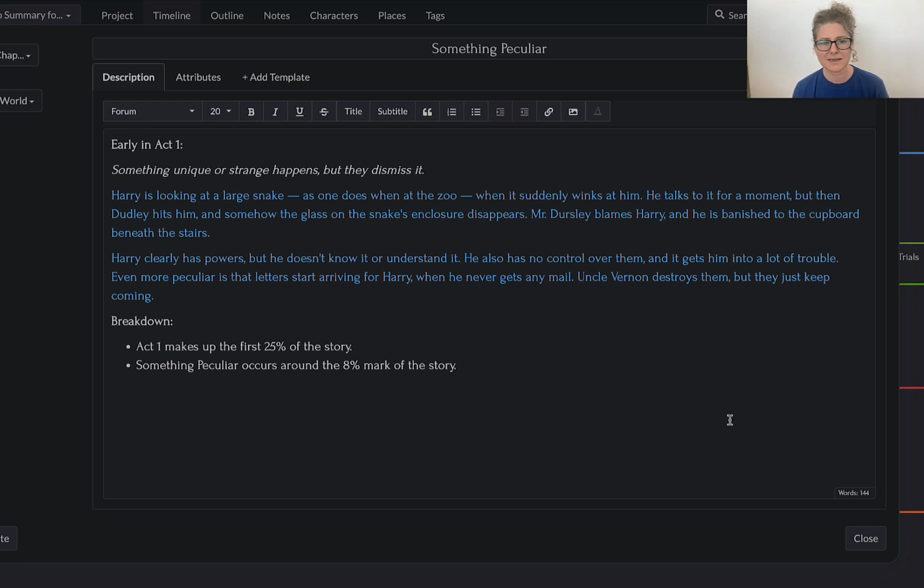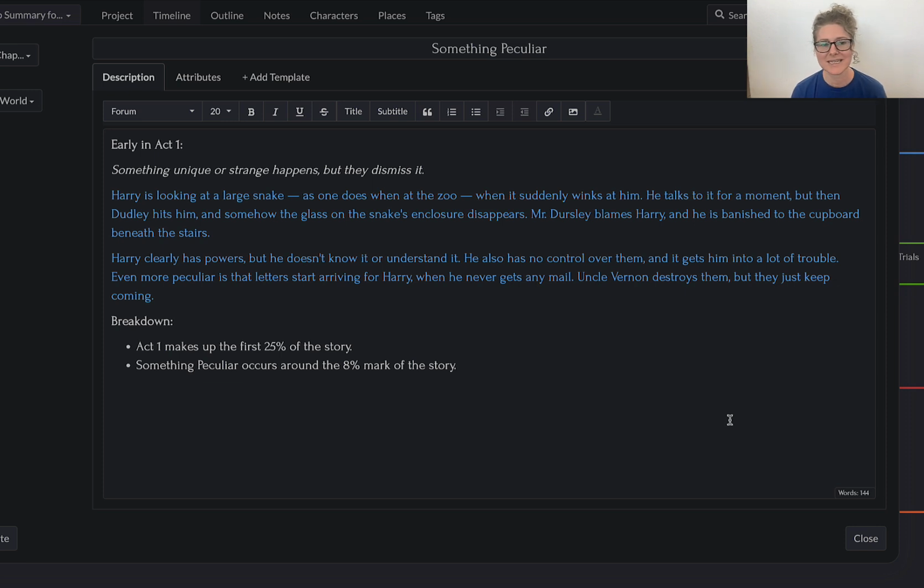So Harry is looking at a large snake, as one does when at the zoo, when it suddenly winks at him. He talks to it for a moment, but then Dudley hits him, and somehow the glass on the snake's enclosure disappears. Mr. Dursley blames Harry, and he is banished to the cupboard beneath the stairs yet again. This is his prison, his home.